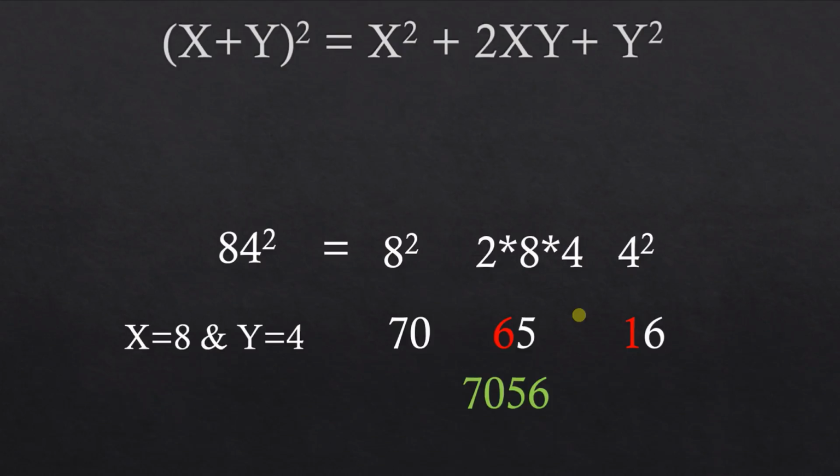I am explaining once more. First, starting from the right, 4 square, that is 16. We are writing 6 and carry forwarding 1. Then 2xy, 2 into 8 into 4, that is 64 plus carry forward 1. So we will get 65, writing 5 and carry forward 6. 8 square is 64, 64 plus 6, that is carry forward. So total we get 70 and 84 square is 7056. Clear?